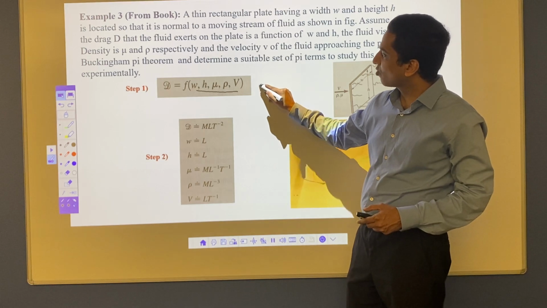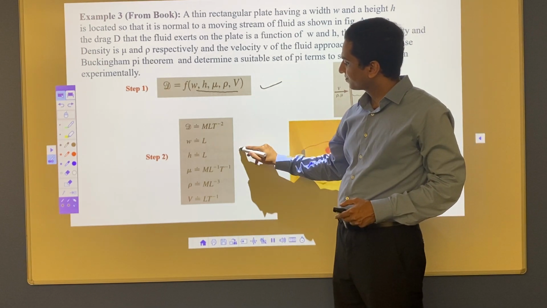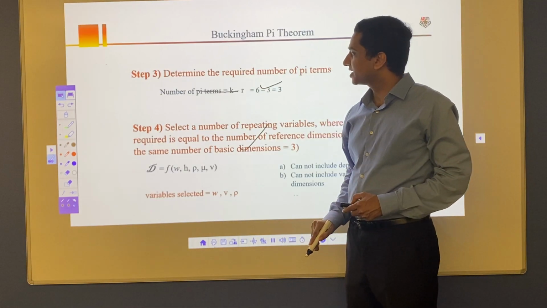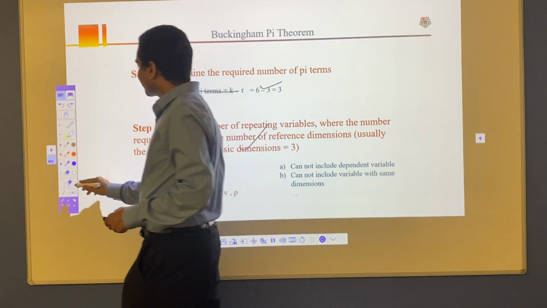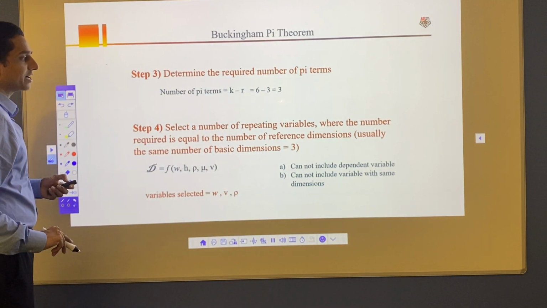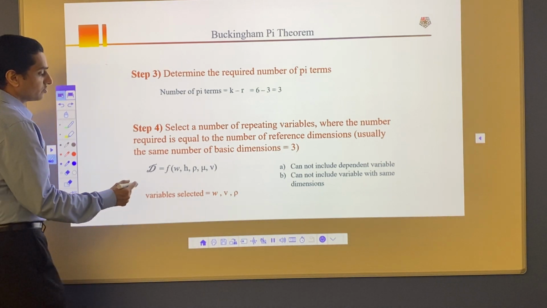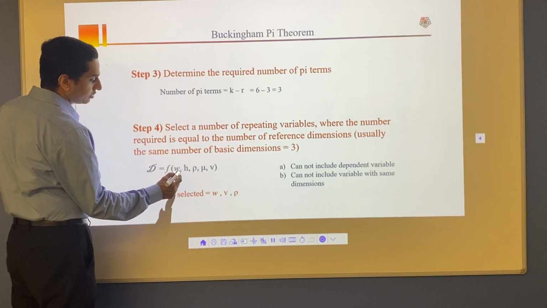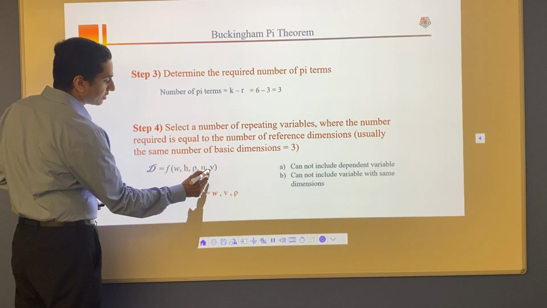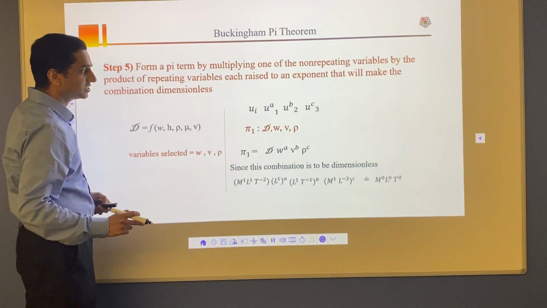Step 1, list all the variables. Step 2, get your k terms and r terms, write down the basic dimensions. Step 3, your k terms and r terms give 3, so you are going to have pi 1, pi 2, pi 3. Step 4, choose variables. In this case, we are not going to choose drag force, we are not going to choose, let's say, height. We are going to choose width, density, and velocity. We avoid viscosity because it has a complex unit.